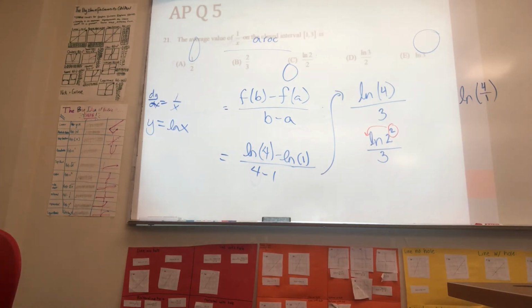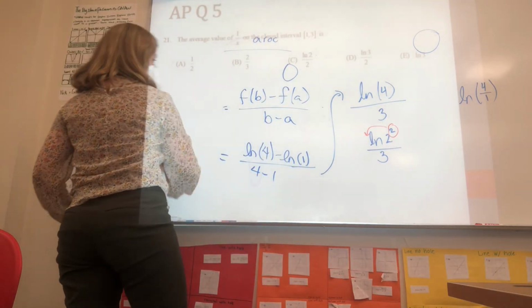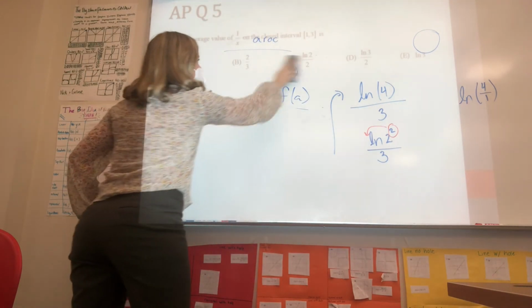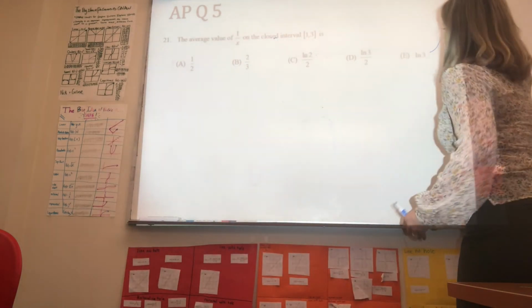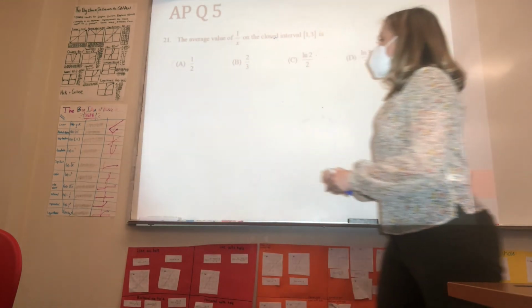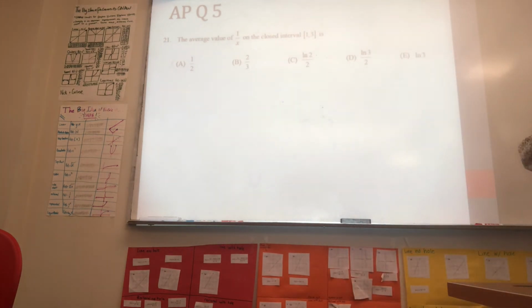Love it. Okay, let's read the next problem. Isa, can you read it aloud? The average value of 1 over x on the interval 1 to 3 is. Okay, so this is a new term. We have not learned this term. We're going to learn it in regular class. It's a formula. For now, we'll just think of it as a formula. I'm just going to tell you.